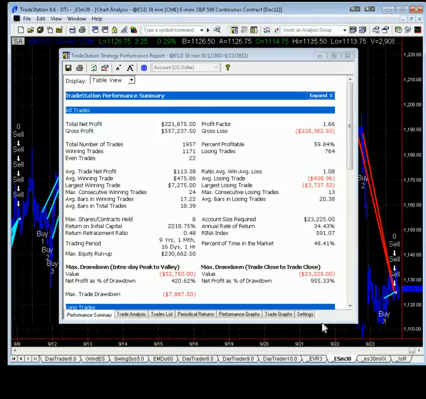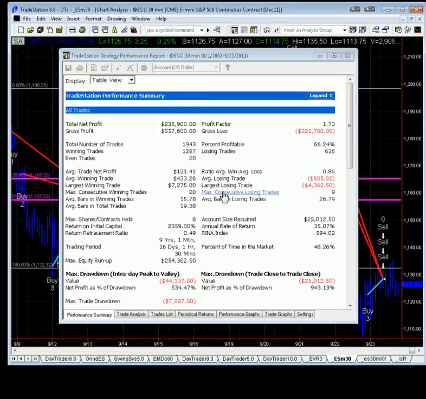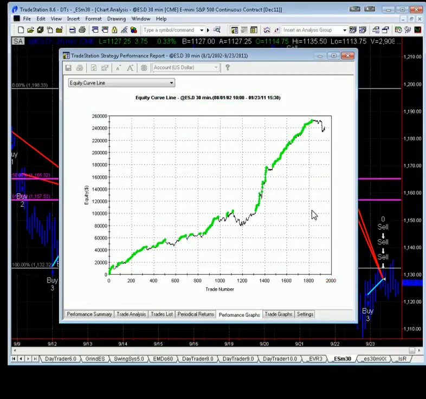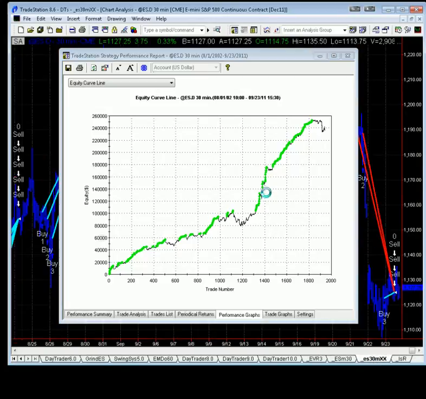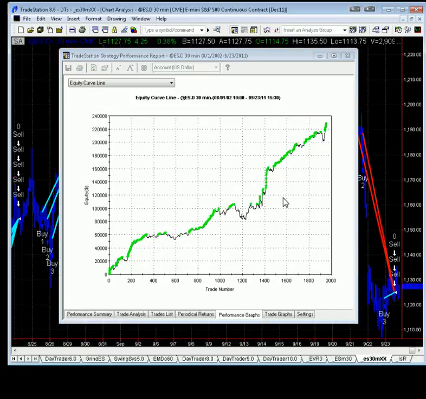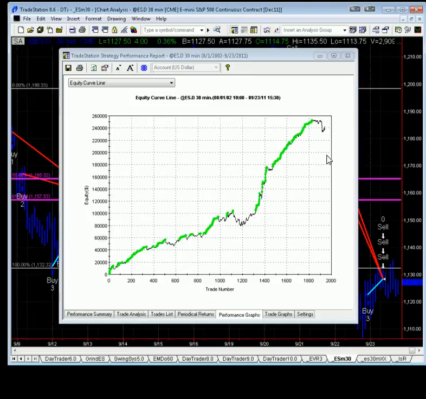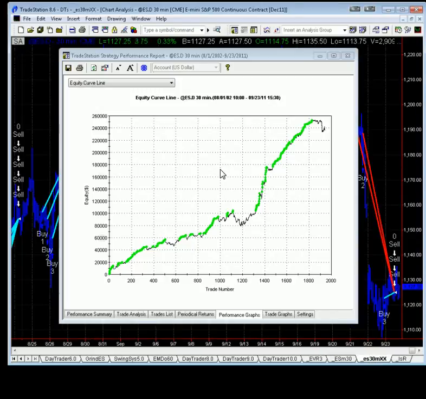So here we go, right here actually. So here is the traditional ESM30. Here's the ESM30 version double X, and as you can see, screaming to new highs, compared to the ESM30, the traditional ESM30.